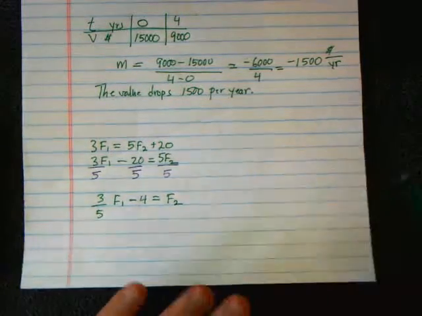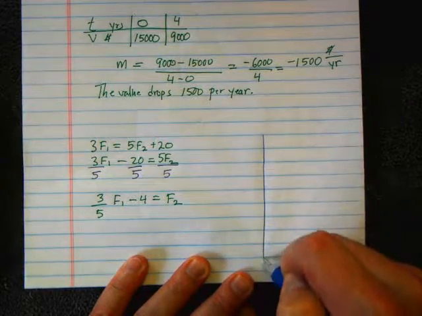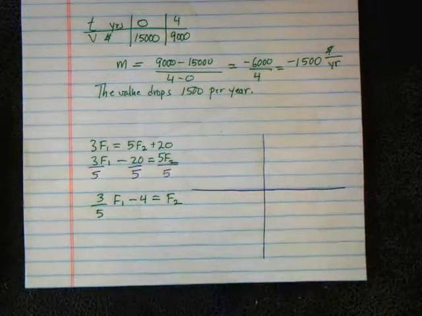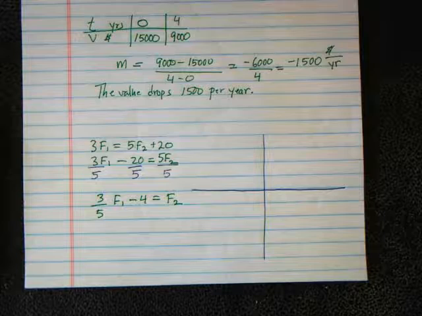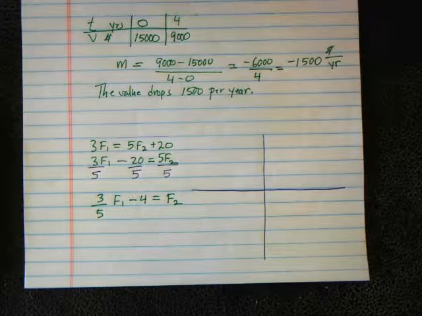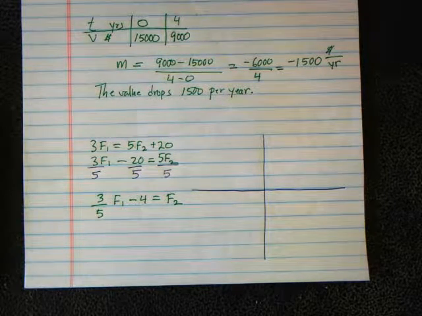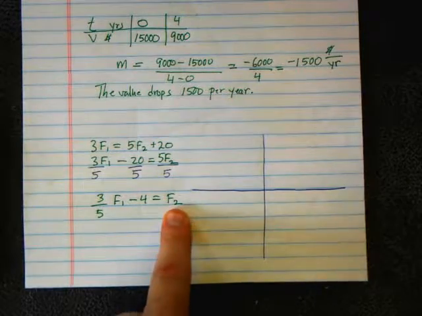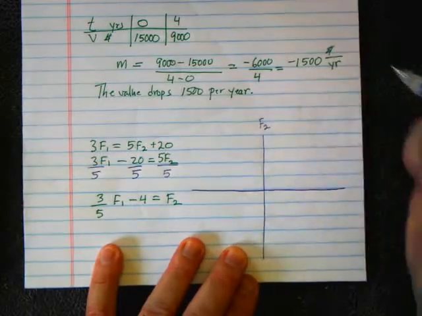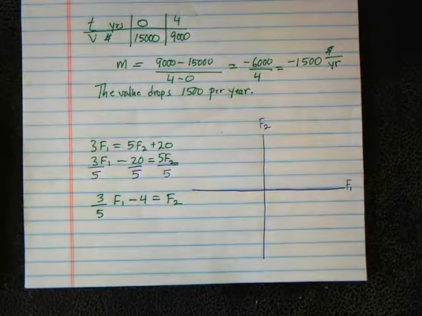All right, so now we're going to draw a graph. Which letter is X and which letter is Y? How do you know y is F2? Because we solved for it. Usually we write y equals a whole bunch of stuff, right? So now we have F2 equals a whole bunch of stuff. So F2 is the y variable, the dependent variable, and F1 is the x variable, or the independent variable.